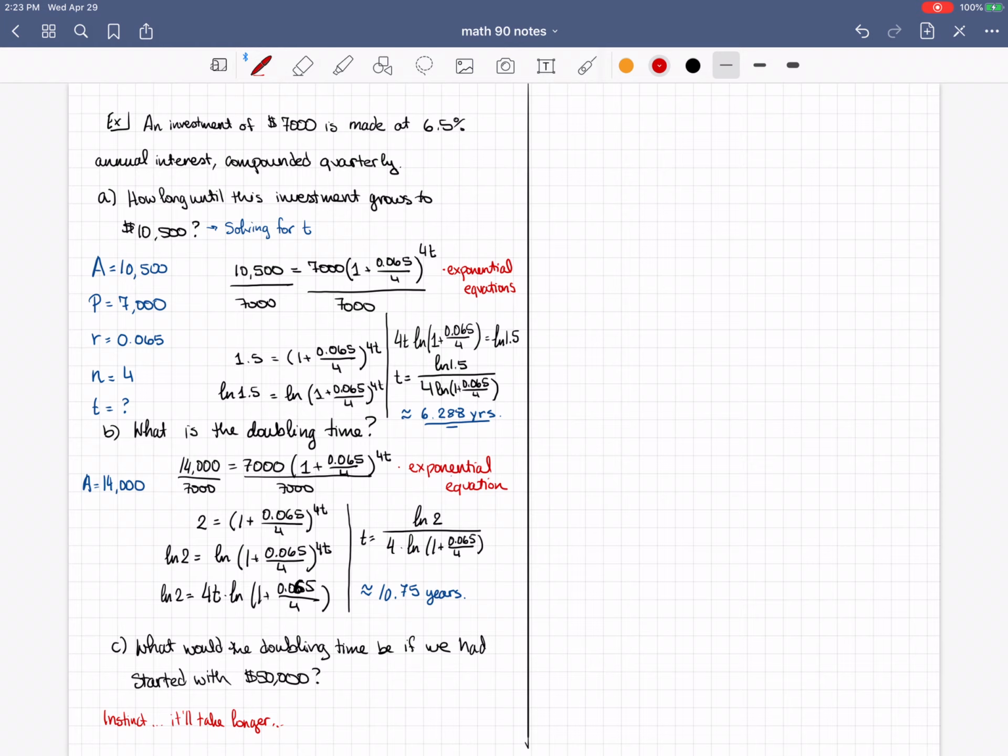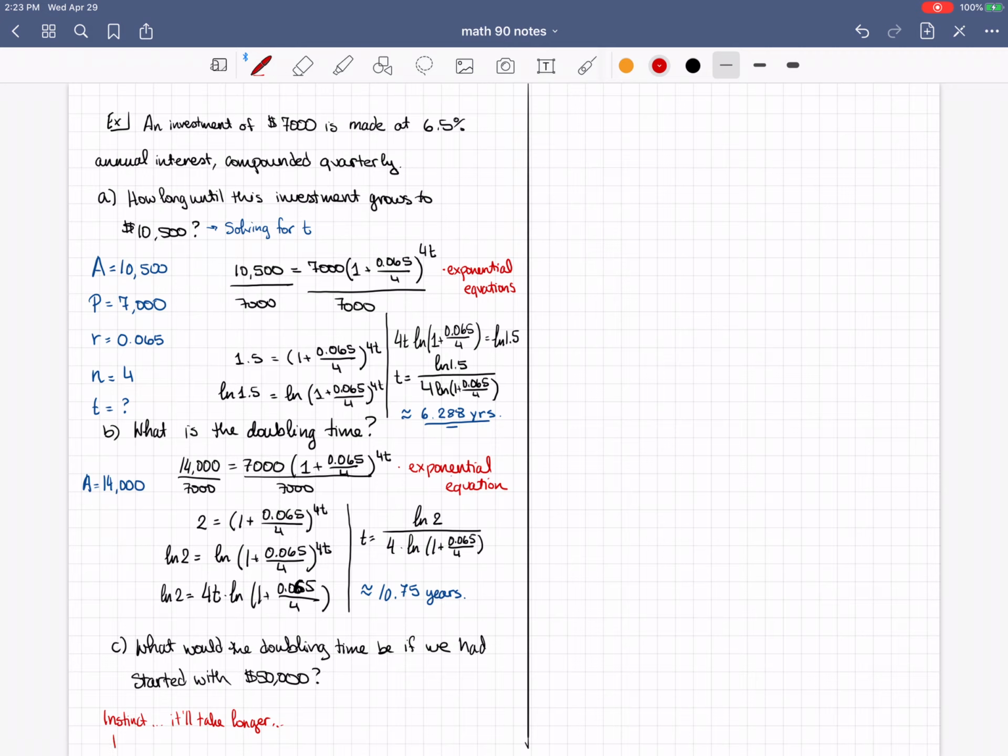But let's think about this a little bit. $7,000 earns less interest, money-wise, right? If you think about 6.5% of 7,000, that's much smaller than 6.5% of 50,000. So even though you have to make more money to double 50,000 than you have to make to double 7,000, the 50,000 itself is the tool by which you are earning money, and it's earning money faster.